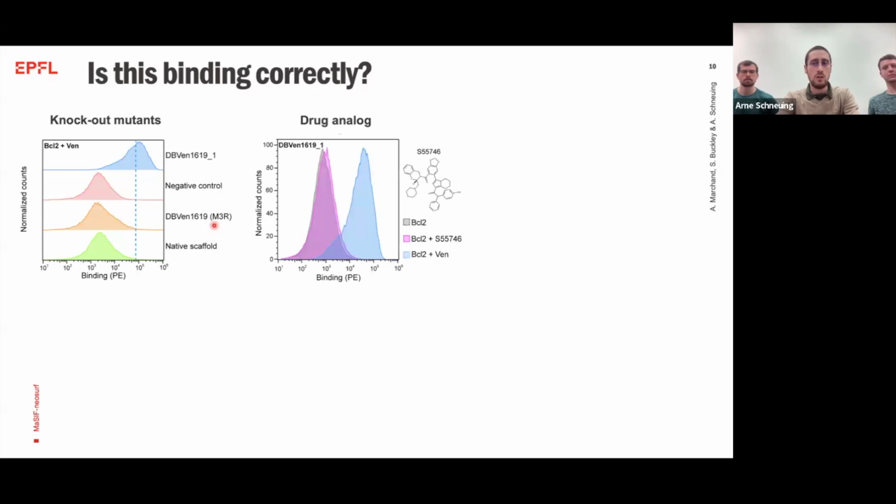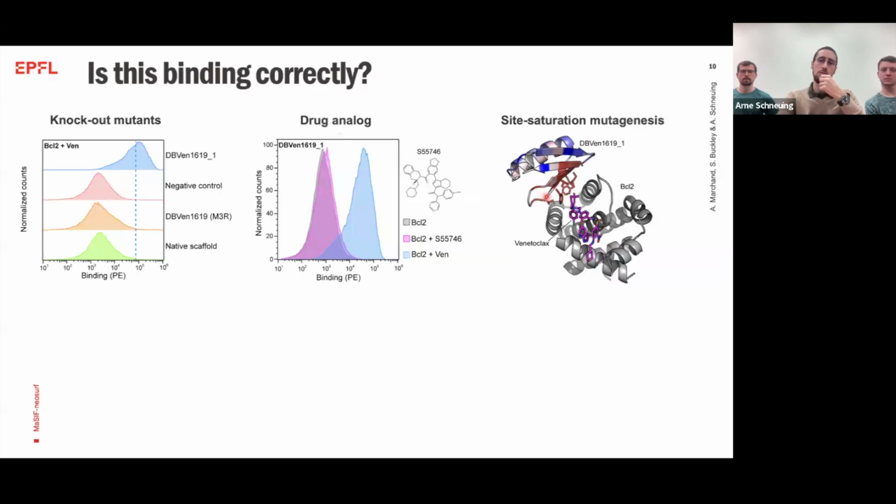And another way that you can assess that is to use a drug analog so that you still target the same site, you don't mutate anything, but now you change the ligand that binds to the same site. As you can see here, this is in blue, the binding mode that we got with venetoclax, and if we use this analog, then we do not see any binding anymore, meaning that we are also ligand specific.